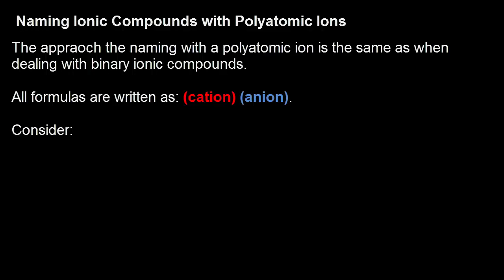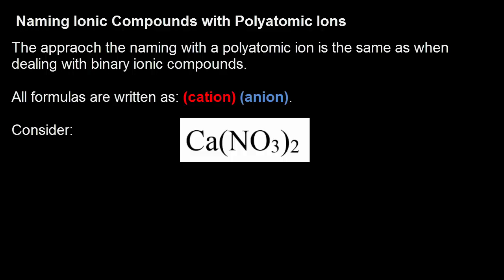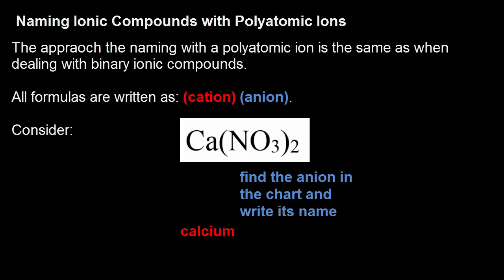As with all other ionic compounds, the formulas are always written cation followed by anion. Let's have a look at this as an example. What's the name of the cation Ca? Well, that's calcium. Calcium has a 2 positive charge. It always does. Then I notice NO3. That's in brackets because there are 2 of them there.